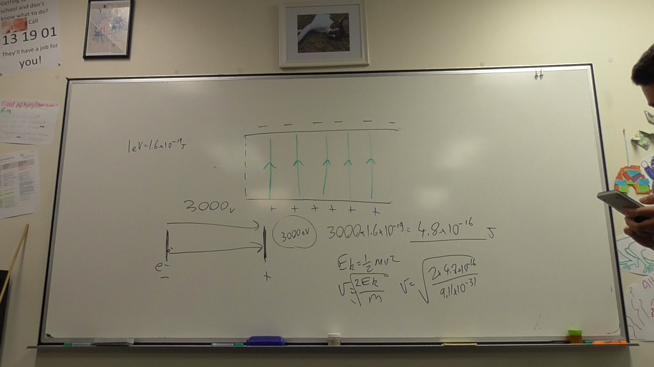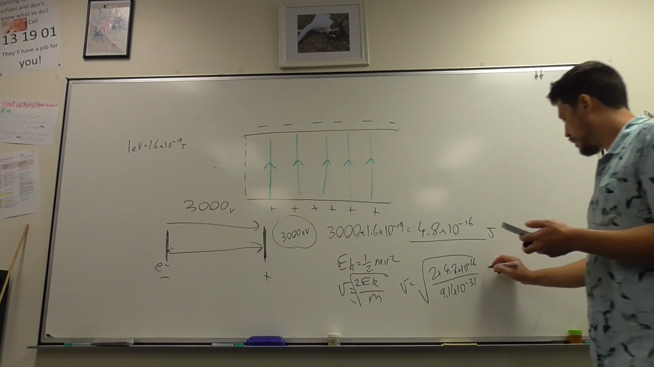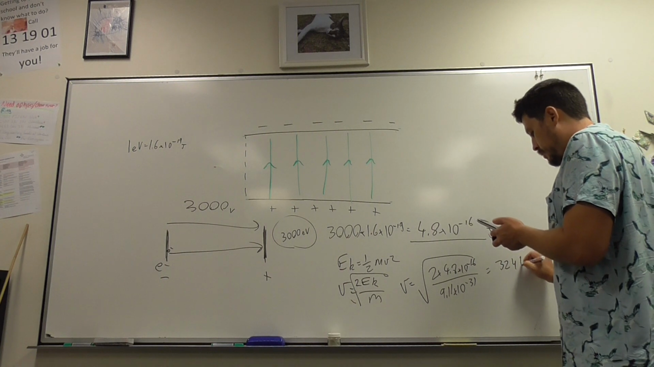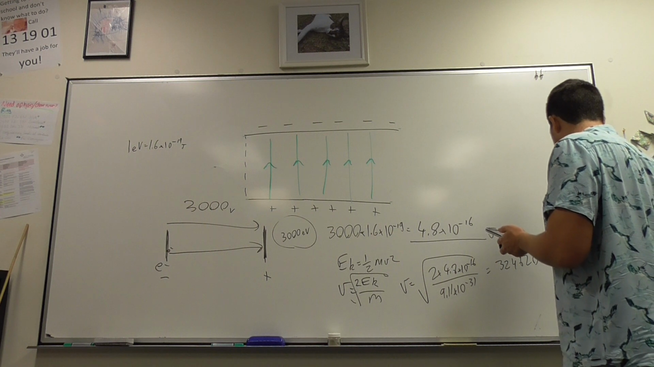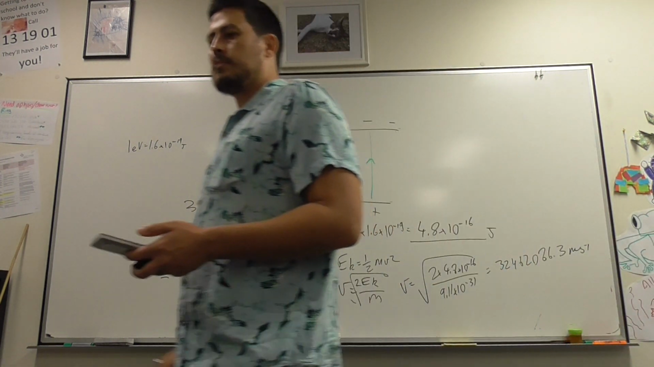Second, where does the square root of above square? Second, and then it's like, yeah, I got it. Alright, so it's going to equal 3246208.6.3 meters per second. That does not seem legit.